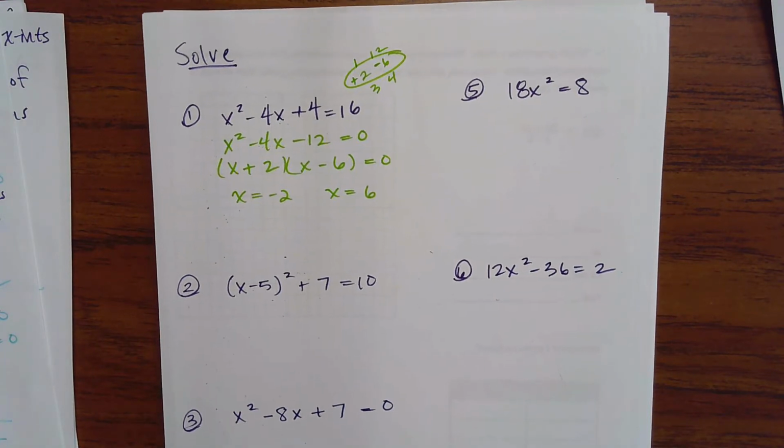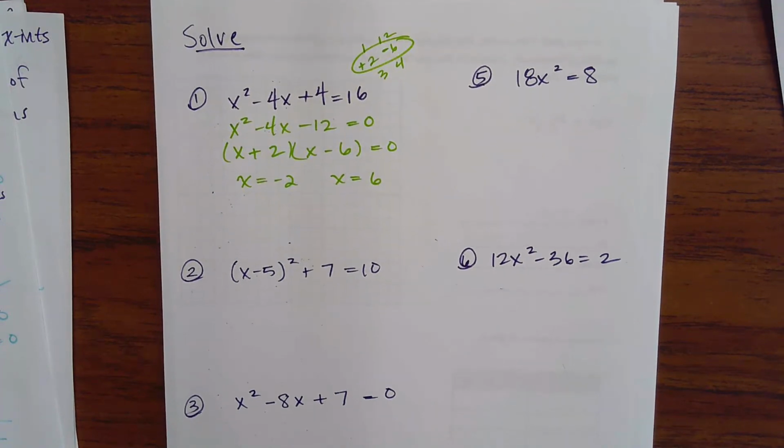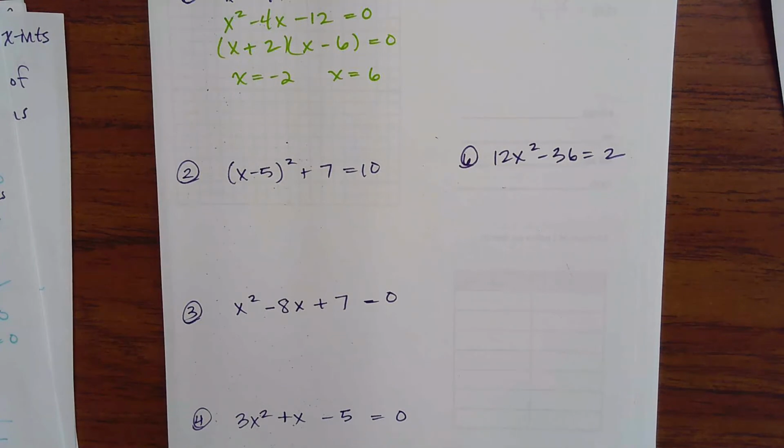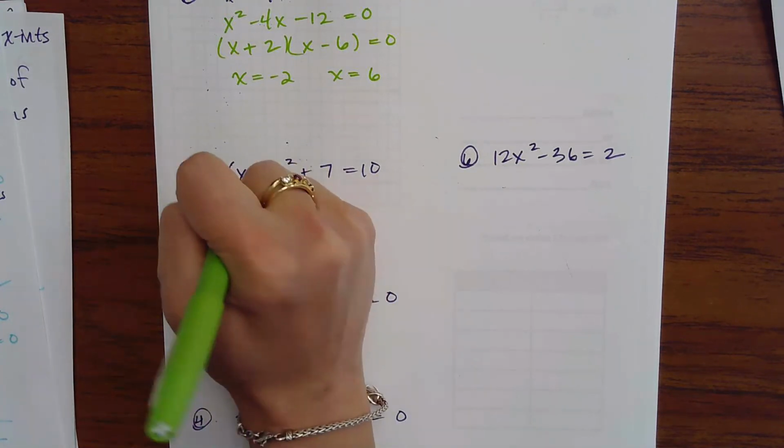Okay, so that's a trinomial. Again, two options for trinomials, either factor it or quadratic formula. Okay, this equation, notice what format it's in. It is in vertex form. So when this equation's in vertex form, the only option I want you to use is the square root method.